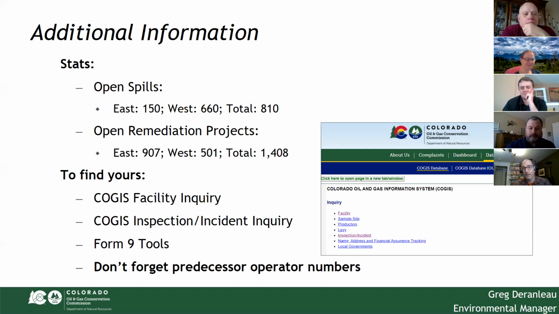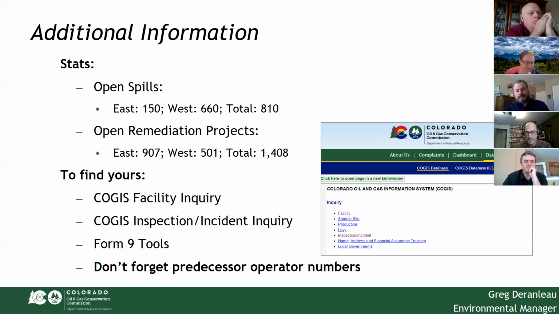So I just want to provide some information. We staff, COGCC, are aware that this is a lot of work. What I've just lined out for you is a lot of work for both operators and staff. These stats are as of the end of January, so they're a month out of date. Sorry about that. But there's over 800 total open spills and over 1,400 total open remediation projects. So it is a big lift to get all of that properly reported by April 15th, 2021.